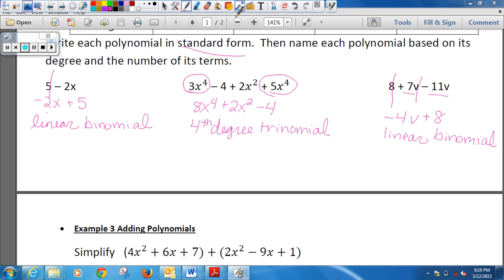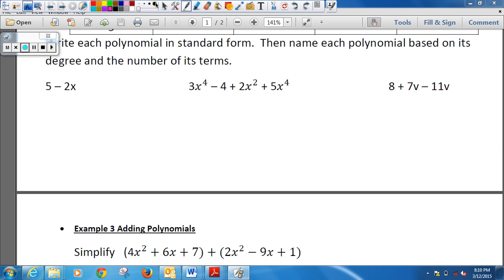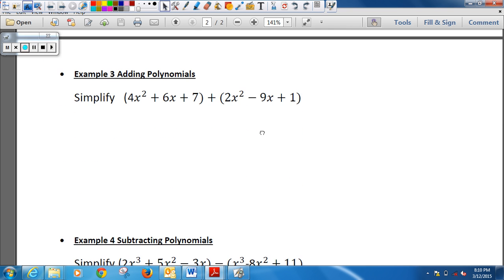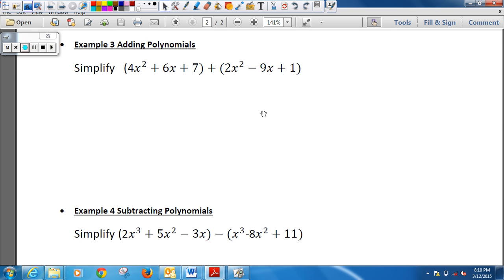Go ahead and let's turn our page. We have 2 more examples. We are going to actually now begin to add and subtract them. So first of all, we're going to add polynomials. You can either choose to do this vertically or horizontally. When you add polynomials, you are combining like terms basically, which remember they have the same variable with the same exponent. You can stack them vertically, or you can just go ahead and do it horizontally. I like to stack them so I can match up the ones that are like terms.